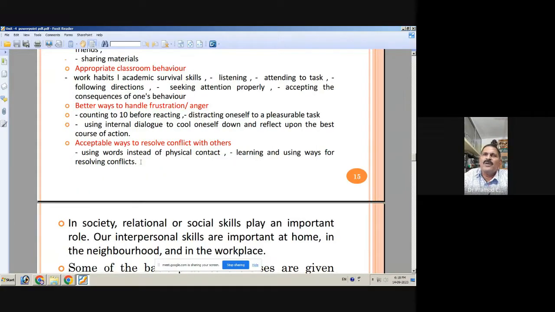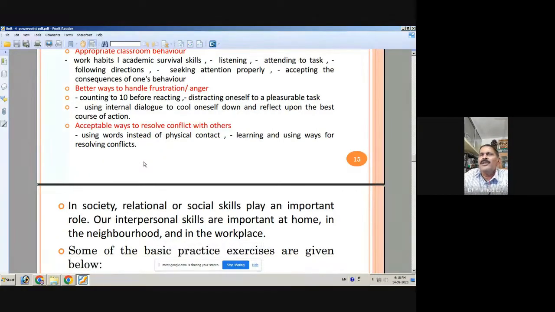When you are becoming angry, at that time, students, you must count from 1 to 10. 1 to 10 you will count because you are angry. So if you can count patiently 1 to 10, then definitely your attention will be diverted.